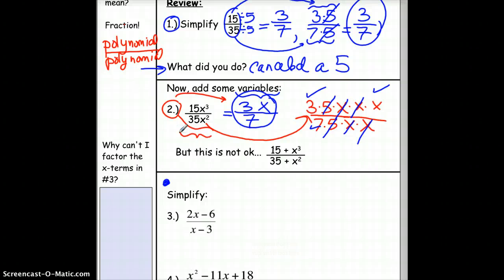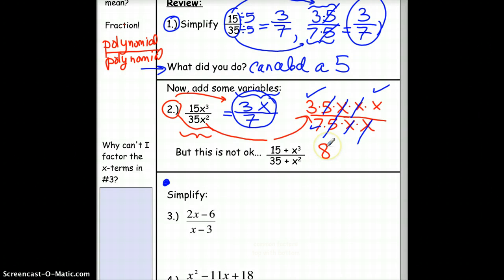As long as it's a product or multiplication, that's legal. This is not okay, though. You can't say, oh, I'm going to take a 5 out of here and a 5 out of here. You can't do that with addition. Let me show you why with a more easy to understand problem.